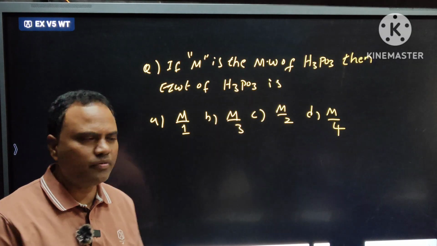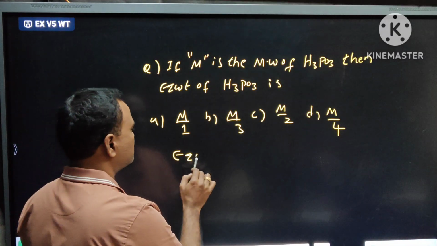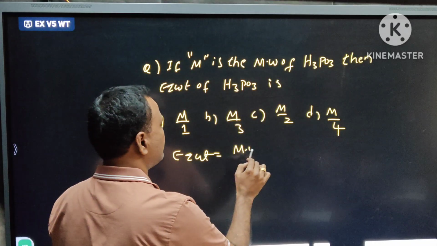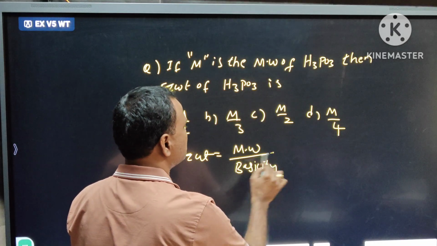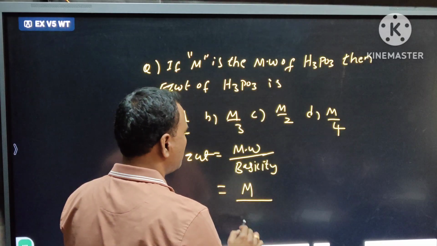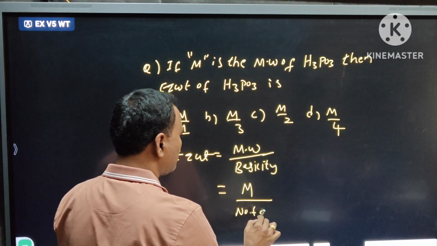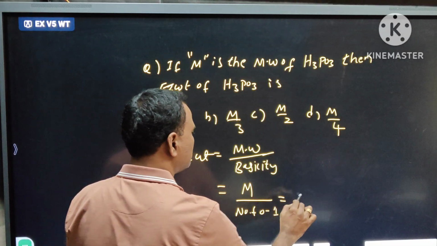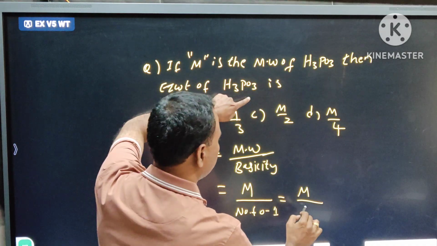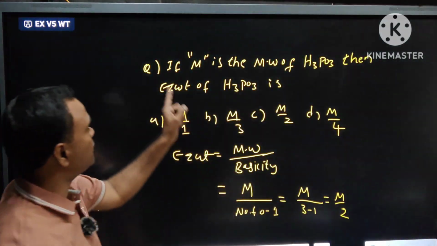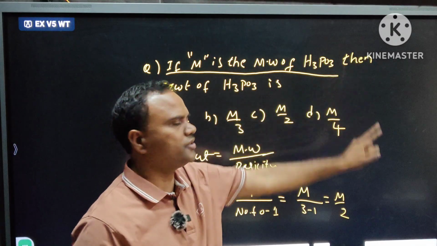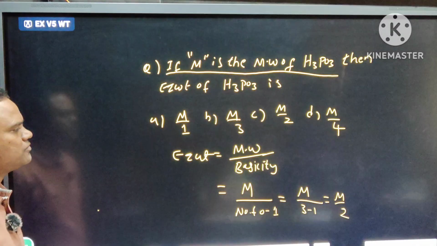What is the formula of equivalent weight? Molecular weight by basicity. But in case of oxyacids of phosphorus, basicity is equal to number of oxygens minus 1. Number of oxygens are 3. 3 minus 1, M by 2. M is given in the question only, if M is the molecular weight. Okay, note down the solution.